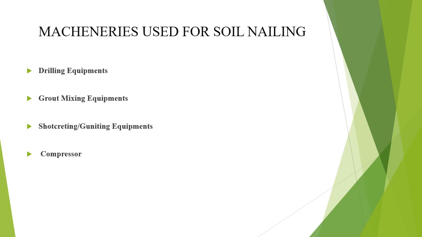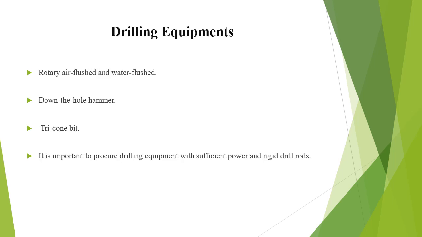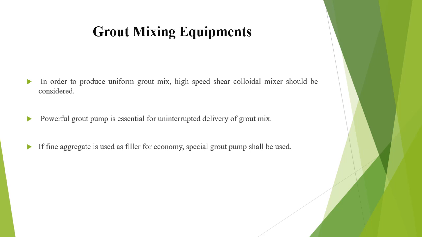Now, machinery is used for soil nailing: drilling equipment, grout mixing equipment, shotcreting, grinding equipment and compressors. Drilling equipment includes rotary air thrust and water thrust, down the hole hammer, and tricone bit. It is a must to procure drilling equipment with sufficient power and rigid drill rods. Grout mix equipment: in order to produce uniform grout mix, a high speed shear colloidal mixer should be considered.